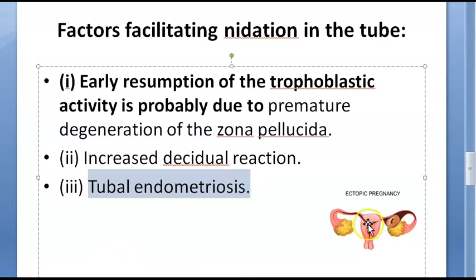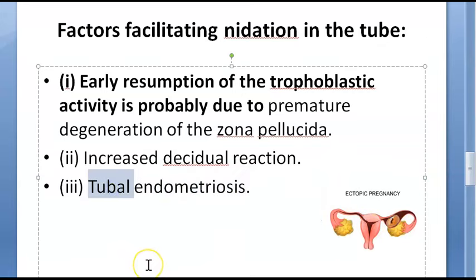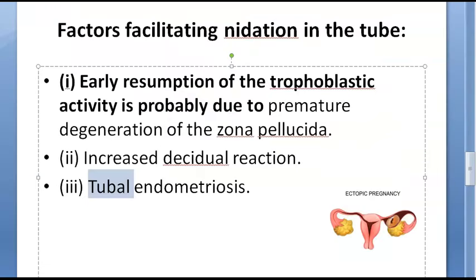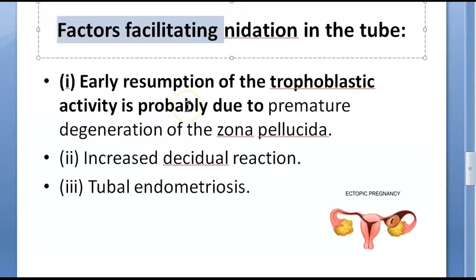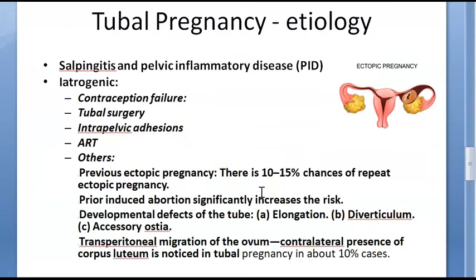Tubal endometriosis means what? The endometrial tissue is found outside of the uterus, that is in the tube. So where are you finding the endometrium? In the tube. What are you seeing? Endometrium. So these are some factors which facilitate the nidation in the tube. That means the nidus formation in the tube. So why tube? You are understanding, right?